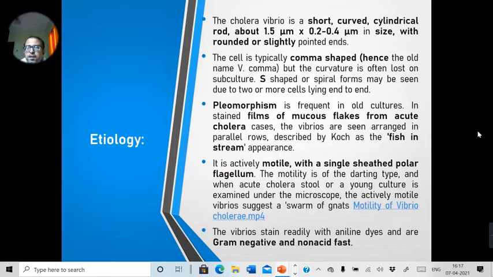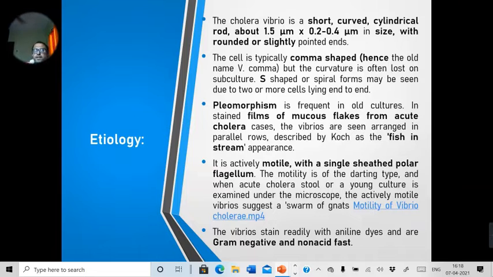Now first we will see the etiological characteristics of this bacteria, means their morphological, Gram's nature, biochemical characters, and resistant characters; they come under this term etiology. So this Vibrio cholerae bacteria is a short, curved, cylindrical rod which measures about 1.5 micrometer by 0.2 to 0.5 micrometer in size, with rounded or slightly pointed ends. So at the end they may be totally rounded or slightly pointed.